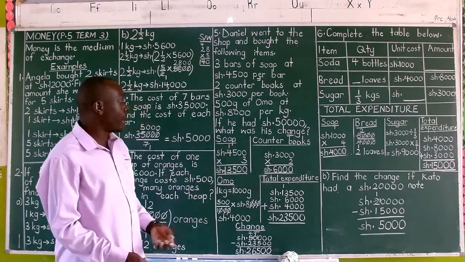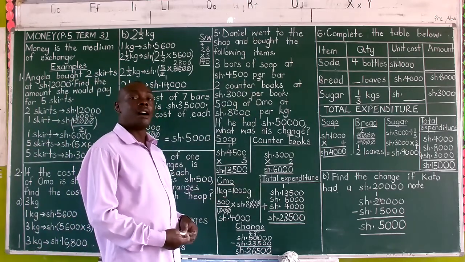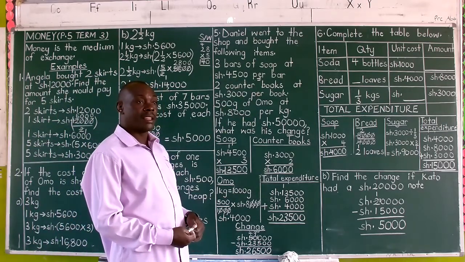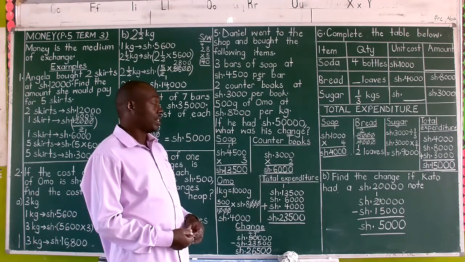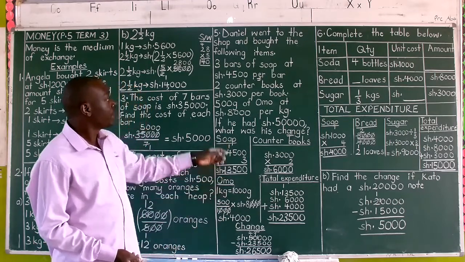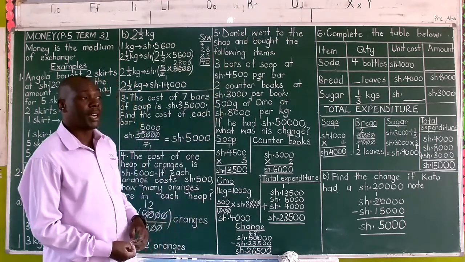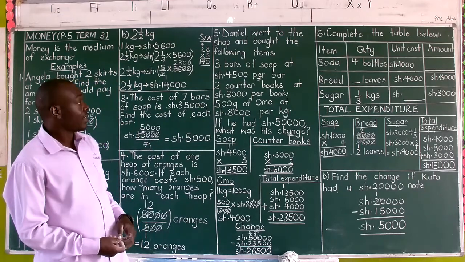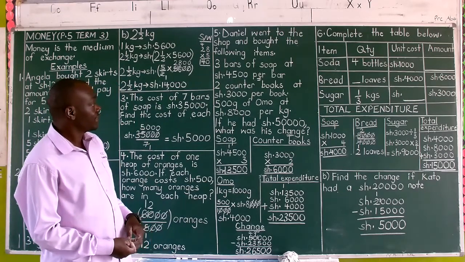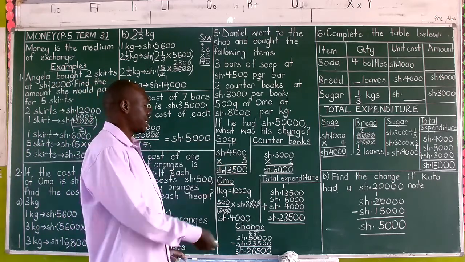That's why I write soap and do multiply. Whenever you see the word per, you multiply. If it's not there, then you take that amount as the payment for that particular item. Now, there are 3 bars, so we multiply because each bar costs this man, Daniel, 4,500 shillings. So that's 4,500 shillings times 3.